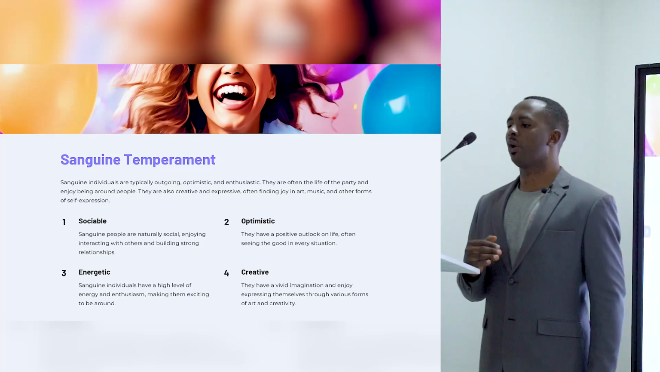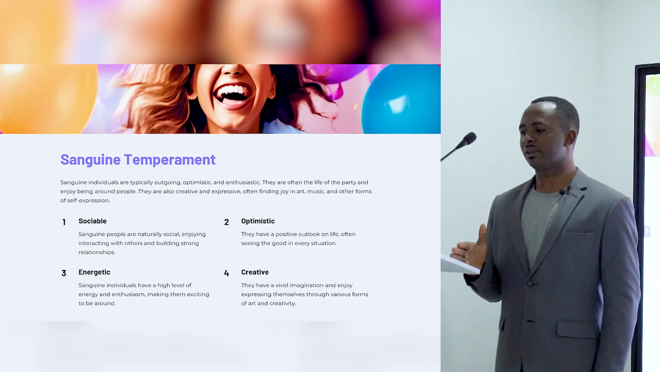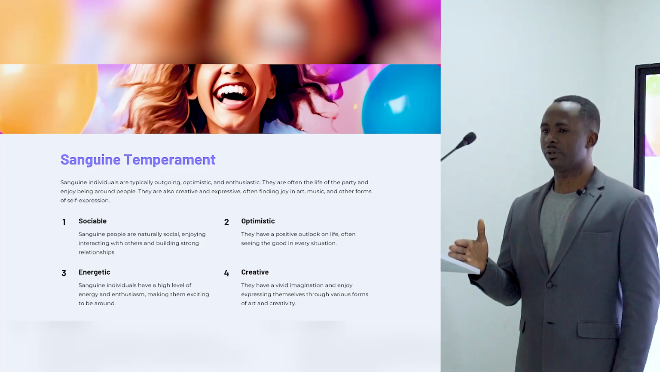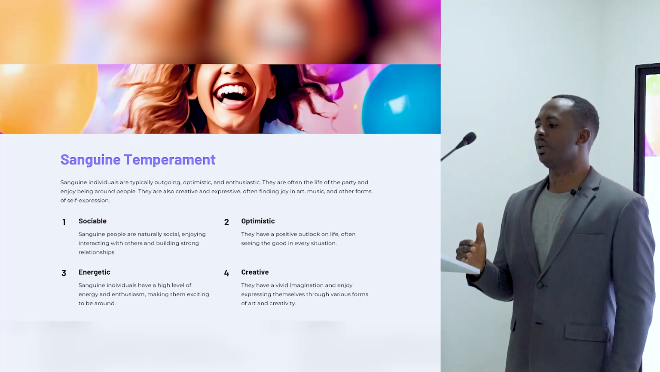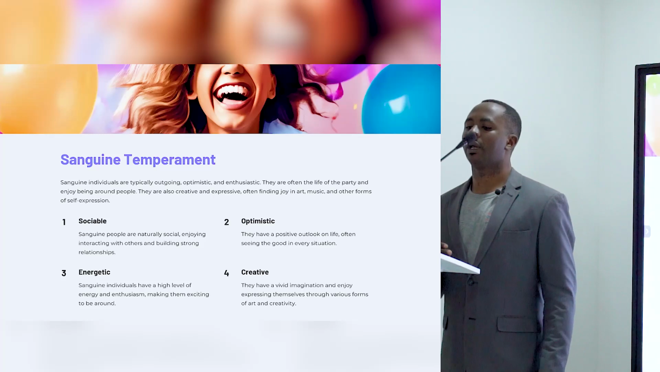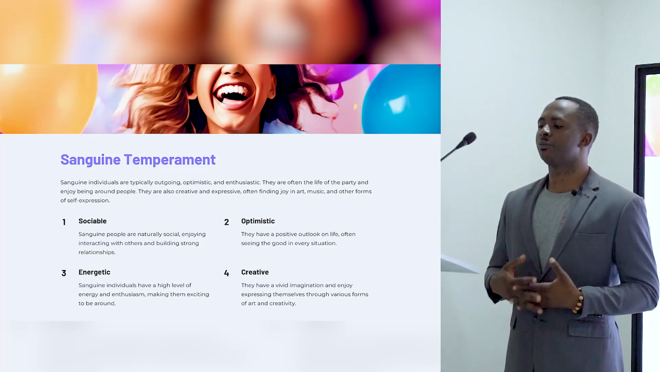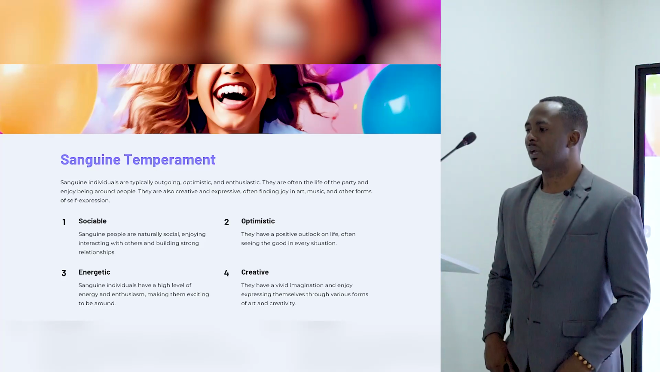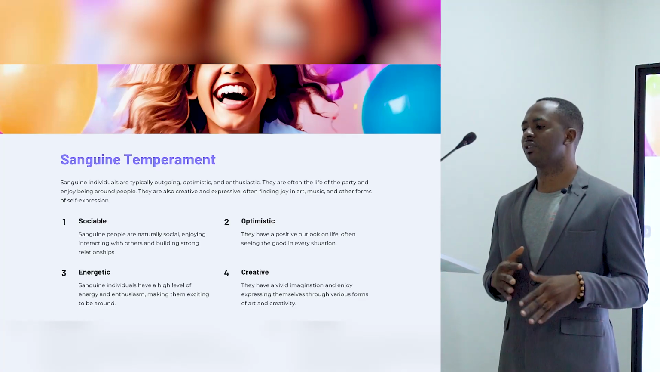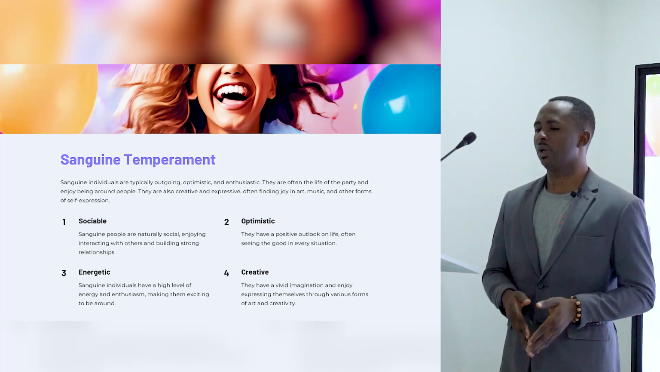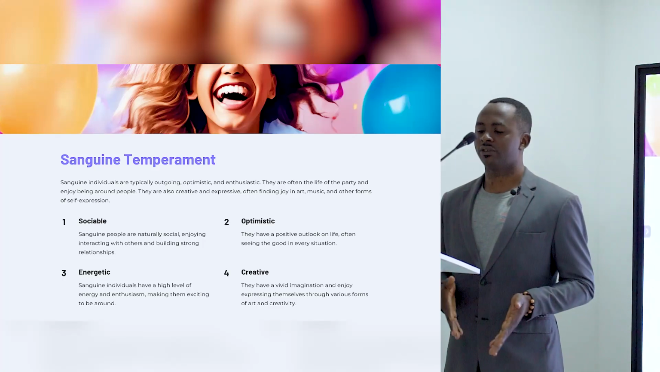All right. Now we are going to look at some of the characteristics of the sanguine person. What are some of them? Sanguine people are naturally social, enjoying interacting with others and building strong relationships. Then optimistic: they have a positive outlook on life, often seeing the good in every situation. Sanguine people are also very, very energetic.